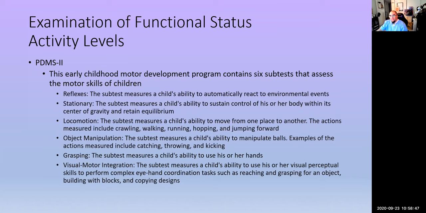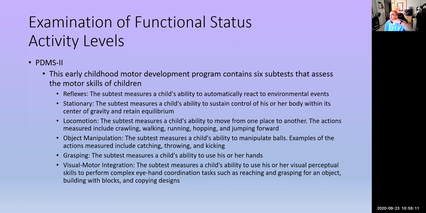And then also talking about visual motor integration, the ability of a child to use their visual perception to explore complex eye-hand coordination tasks, such as reaching and grasping for an object. A lot of times we're going to use cones for this. So again, there's a lot of stuff here. The Peabody itself, the book is 36 pages of tests.